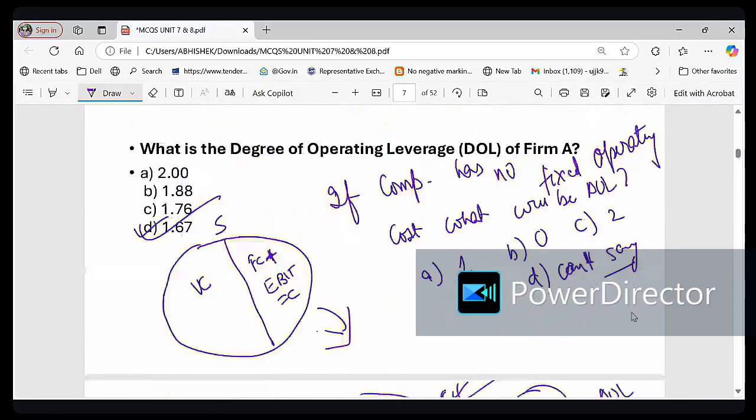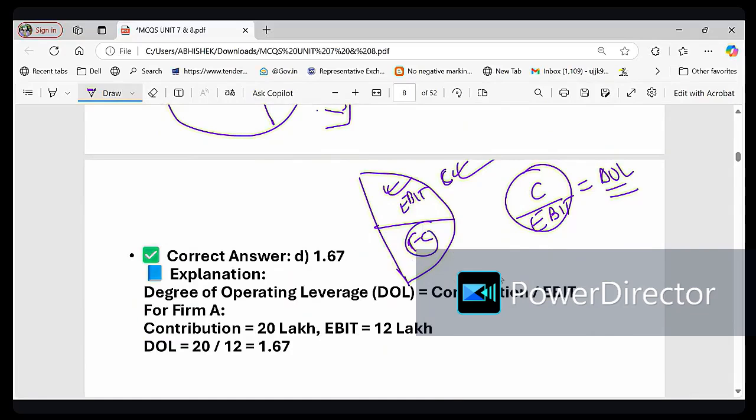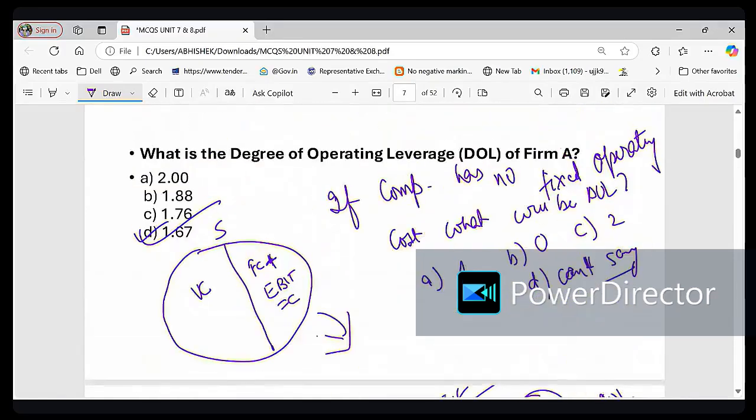Now what I'm asking you is, if the fixed cost becomes 0, what will happen? This entire thing will become EBIT, and that is what our contribution is. So contribution will be equal to EBIT, and our DOL will be equal to 1. The correct answer to this question is option A, that is 1. Is it clear or not?